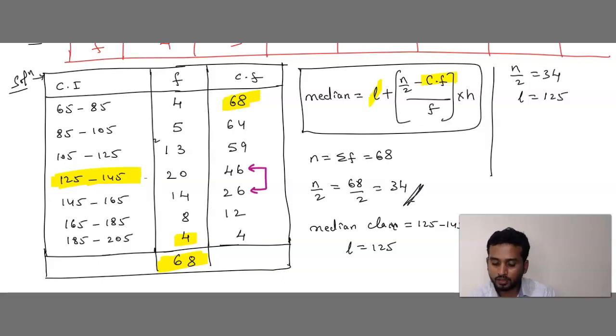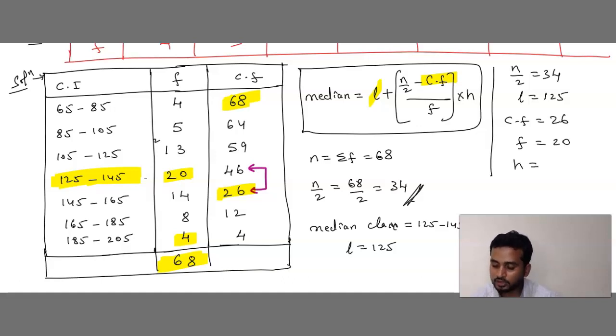Next, cumulative frequency. So what we should do? Go to the next step. Cumulative frequency is 26 because from 46 we got one number. So cumulative frequency is 26. And next for frequency, again go to the top, till 46. So what is the value there? That is 20. So frequency is 20.